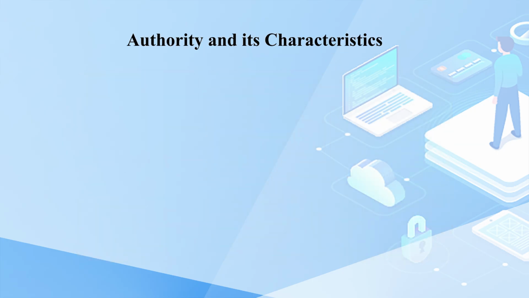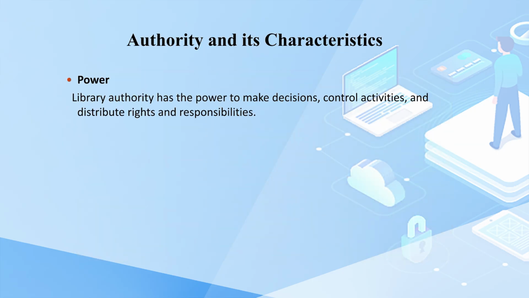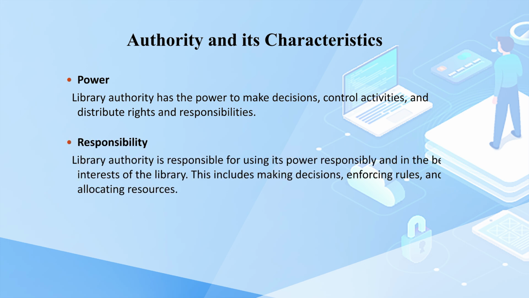So, authority and characteristics: power. Library authority has the power to make decisions, control activities, and distribute rights and responsibilities. What is the responsibility? Library authority is responsible for using its power in the best interest of the library. This includes making decisions, enforcing rules, and allocating resources.